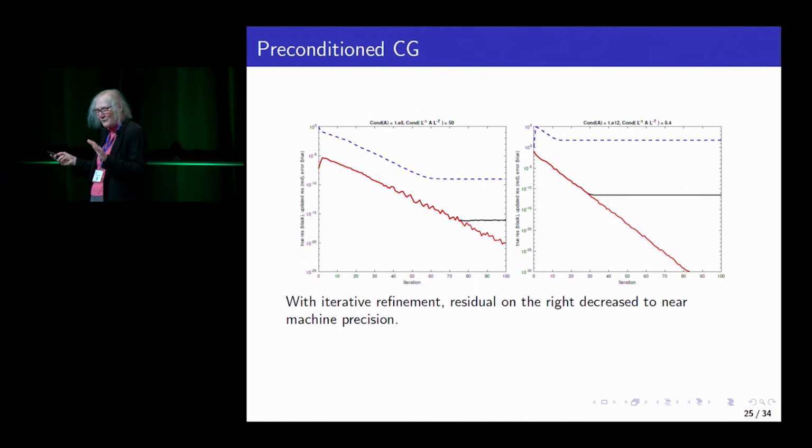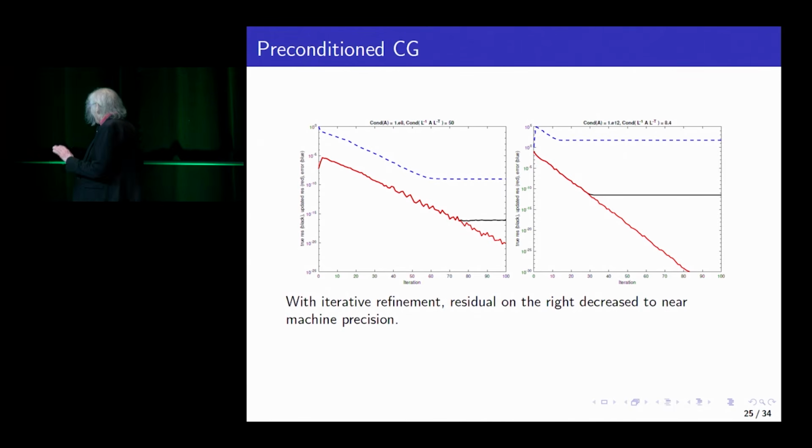It gets the full machine precision accuracy. The dashed blue curve, that's the 2 norm of the relative error, which gets down to kappa of A, the condition number of A times the machine precision. Unfortunately, in this case, not the condition number of L inverse A, L transpose inverse times the machine precision.